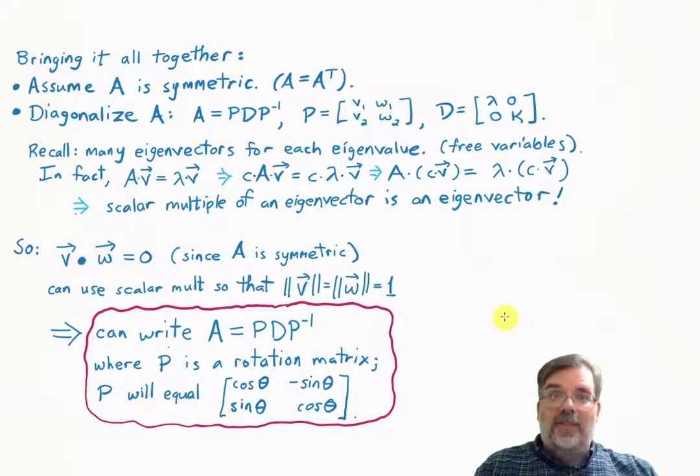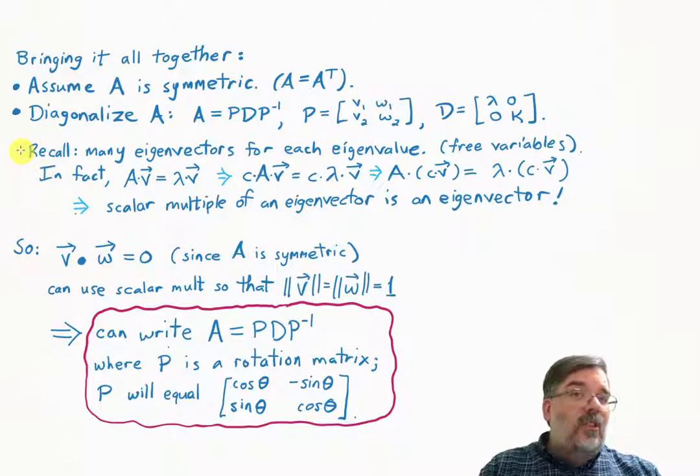Now let's bring all these different points together. Let's assume that A is a symmetric matrix. Symmetric matrices rock. Then we're going to diagonalize that matrix. We know how to do that. We write it in the form P times D times P inverse. P is the matrix of eigenvectors as columns, and D is the matrix of eigenvalues along the diagonal. Now, remember, when we calculate the eigenvectors, there are lots of answers. There are lots of ways you could choose an eigenvector, because there are free variables.